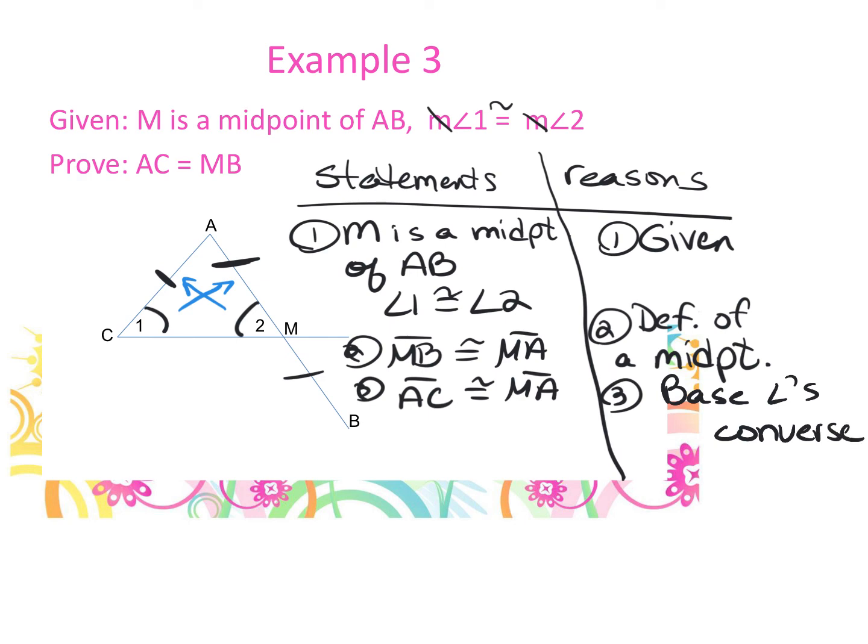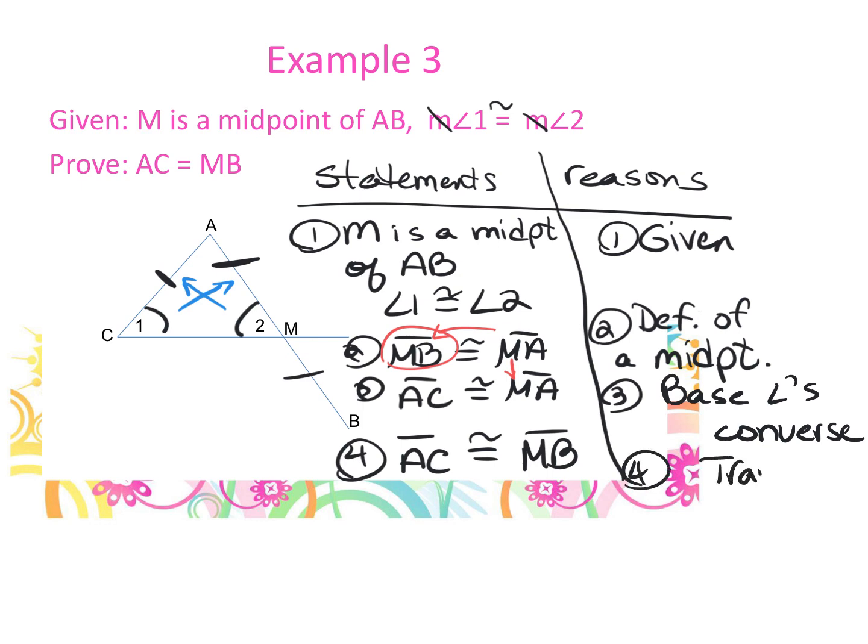And now I can use my transitive and I can state what I was asked to prove, that AC is congruent to MB. Because notice what is happening up here. Here is MA, and MA is equal or congruent to MB, so that's what I'm replacing MA with, the MB. So this would have been either transitive or substitution.